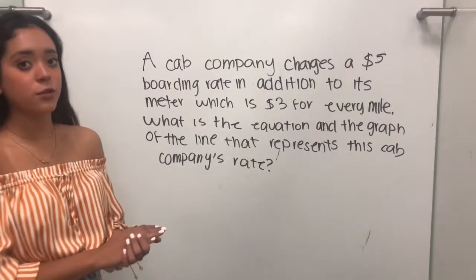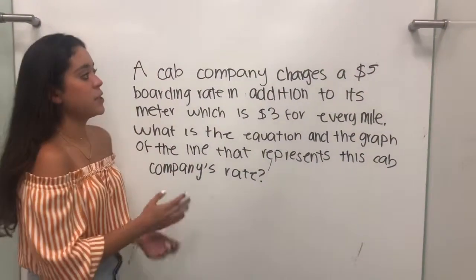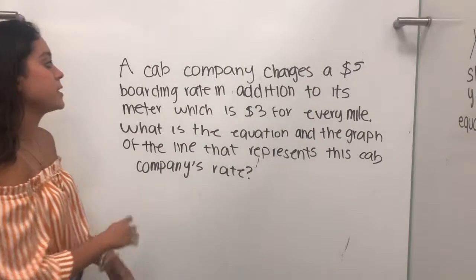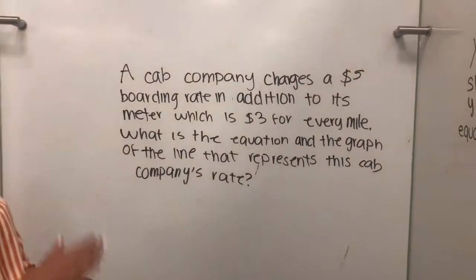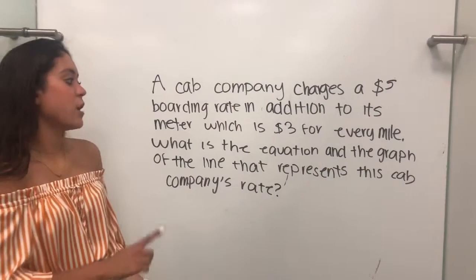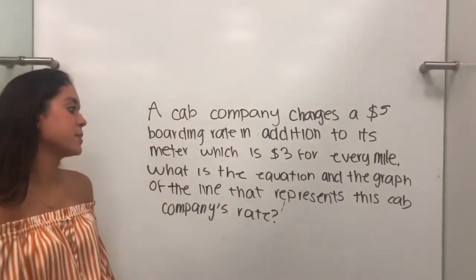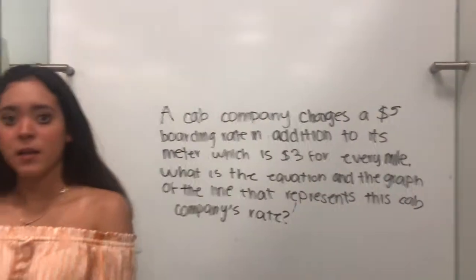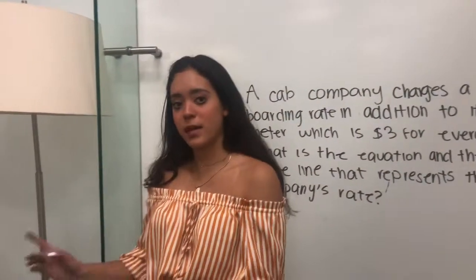So the problem that we're going to solve is: a cab company charges a $5 boarding rate in addition to its meter, which is $3 for every mile. What is the equation and the graph of the line that represents this cab company rate? The problem is going to be explained by Pepe.